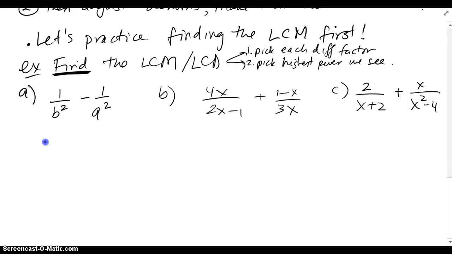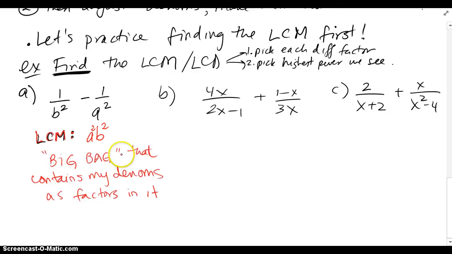So when I'm looking at the first one for the LCM, I definitely see an A and I definitely see a B. So my LCM will actually involve an A and a B. Now under the first denominator I see a squared for the B, so I pick that highest power. Under this denominator I see a square for A, so I pick the highest power. So my LCM is A squared times B squared. It's basically a big bag that contains my denominators as factors in it. So A squared, B squared, inside of it contains the first guy and the second guy.